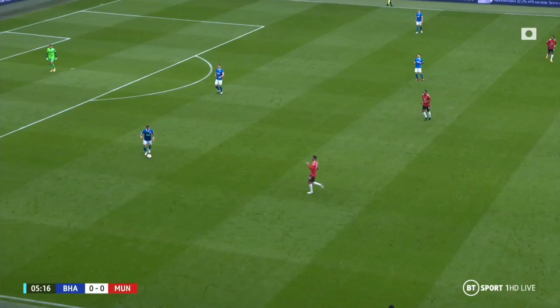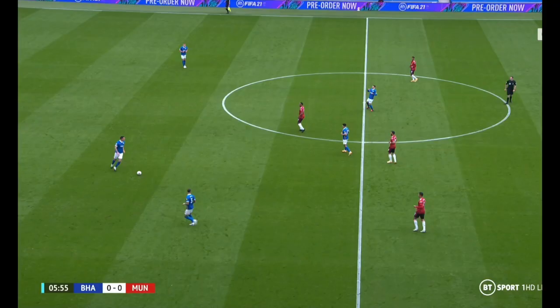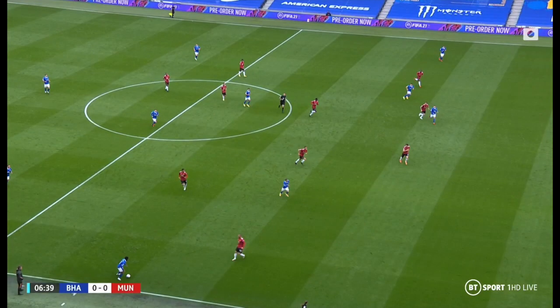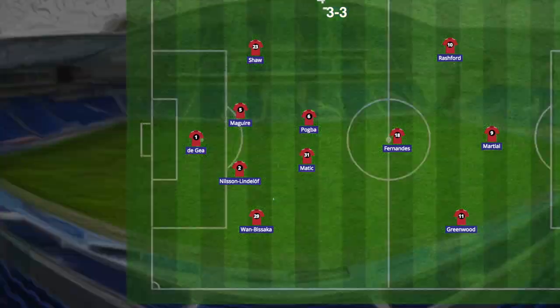In these photos, Manchester United players don't apply pressure. They initially begin with a mid-block, and as the game goes on, it becomes a low block, with no pressure on the ball. Have a look at how Brighton conducted their pressing.